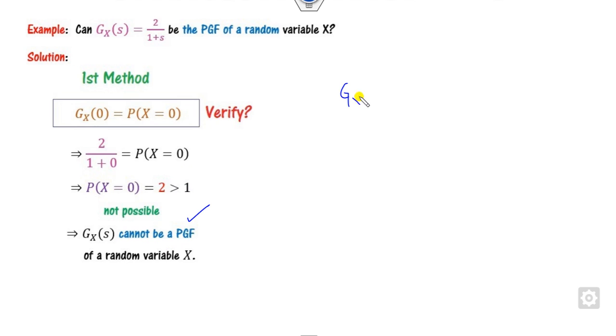If you want to verify the other property, can G_X(1) be 1? Yes, it is 1, because it's 2 upon 1 plus 1, which is 1. But the first property is not satisfied. It means this is not the PGF. So it is not a PGF. This is the first method.